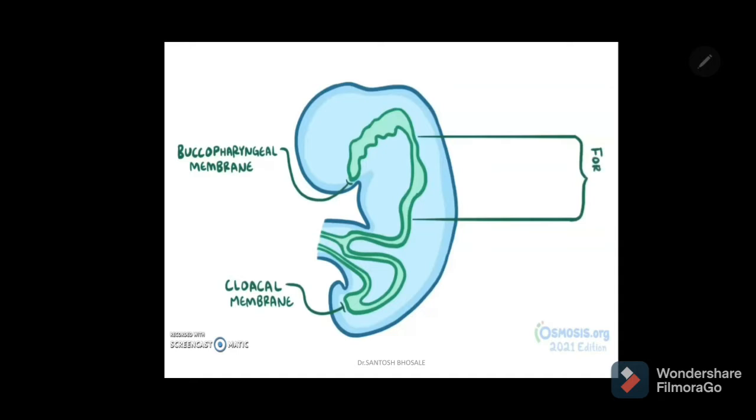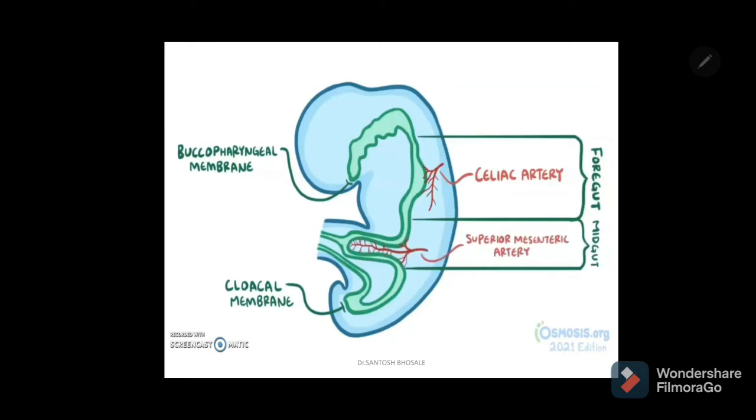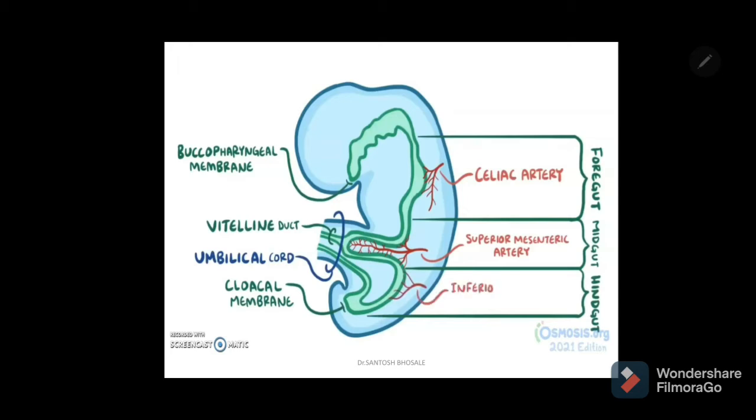So the primitive gut tube is divided into foregut, supplied by the celiac artery; midgut, supplied by the superior mesenteric artery; and hindgut, supplied by the inferior mesenteric artery. You can see this midgut loop is connected to the extra-embryonic yolk sac by the vitelline duct, and you can notice the hindgut supplied by the inferior mesenteric artery. The cloaca is the undivided part of the post-allantoic part of the hindgut. That is what you are seeing here.